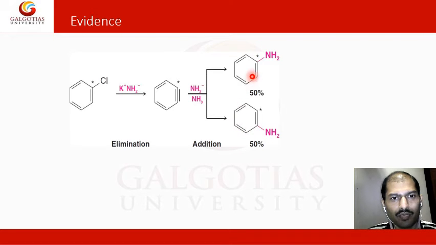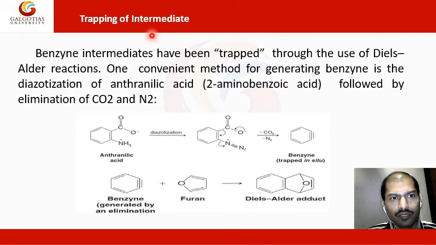However, once a different group is attached, depending upon what type of electron withdrawing or electron donating group is attached, with respect to its ortho, meta, para position, the product formation can be changed accordingly. So if you say the trapping of intermediate, what is this?